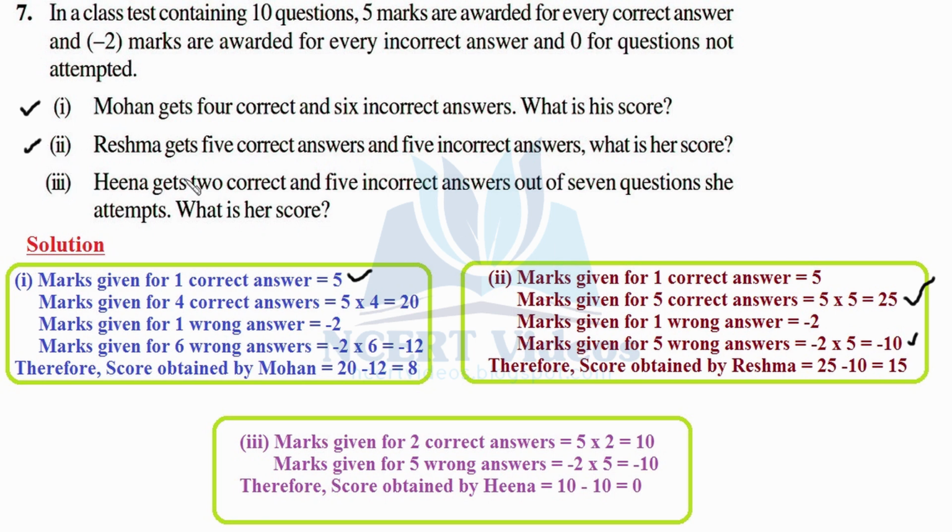Now Hina gets 2 correct and 5 incorrect answers out of 7 questions. So correct 2, therefore 10, and incorrect were 5. Therefore minus 10, because minus 2 into 5 is 10. Her overall score was 10 minus 10, 0. That is, she performed nothing. That was your last question, question number 7th.